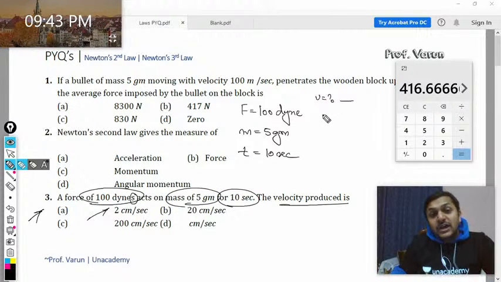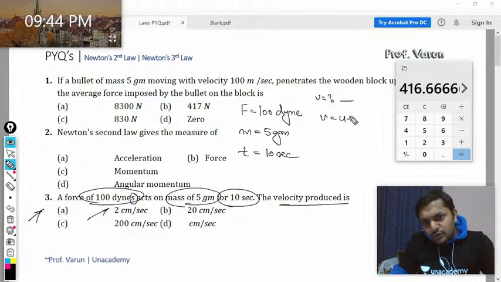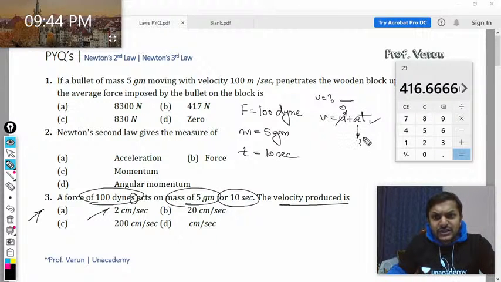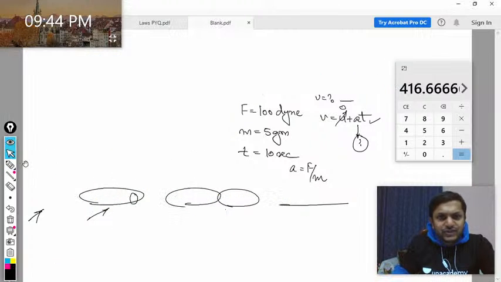So the velocity: we know that t is given to us, and we will take that the mass was already at rest. So v is equal to u plus at. For this question, u we will take as 0. t is given, but acceleration is unknown. So acceleration has to be found by force per unit mass. I'm moving to the blank sheet now.